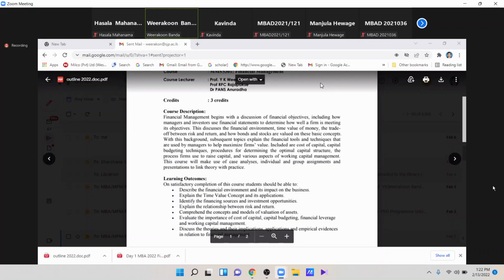So basically, the topics cover company level investment, company level financing, and how the company operates its business activities, maintains the assets, and maintains business operation. You know that the subject is based on some basic financial statements. One is the income statement, the other one is the balance sheet.